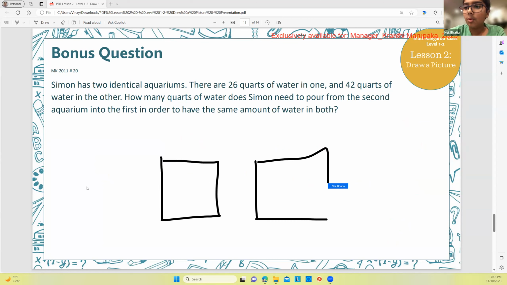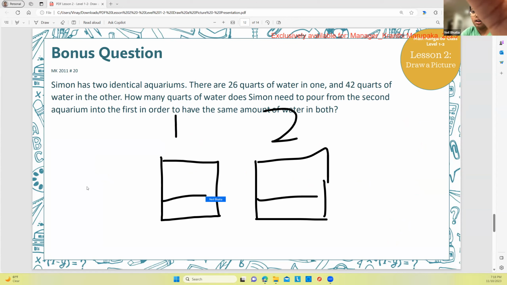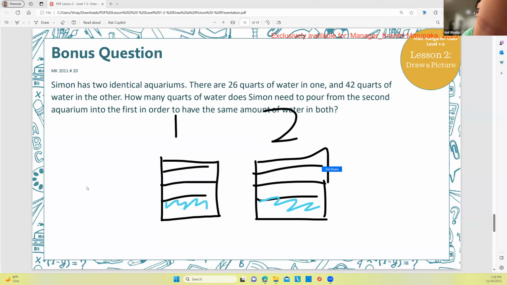Okay. So this is aquarium 1 and this is aquarium 2. Both of them have a preset level of water over here. This amount will never change. Now, you can fill the aquarium to different levels. You can show that by drawing extra lines. This much right here is how much both of them need to be. And this is how much they actually have.